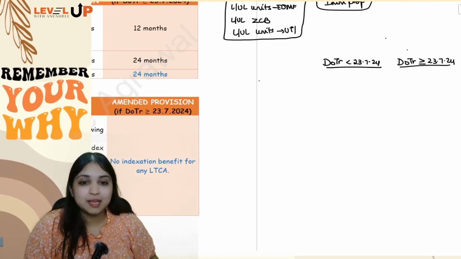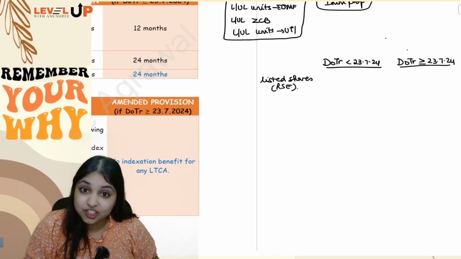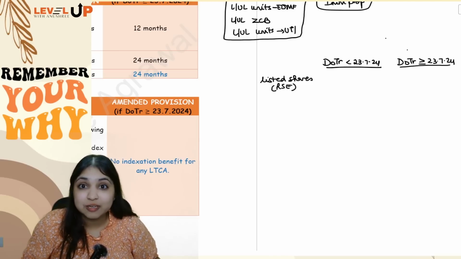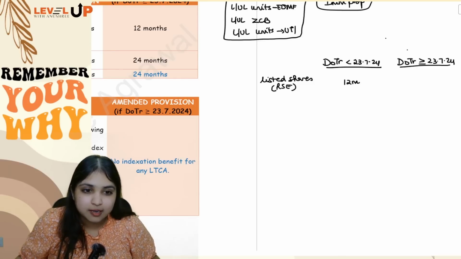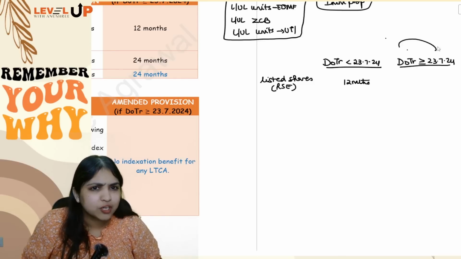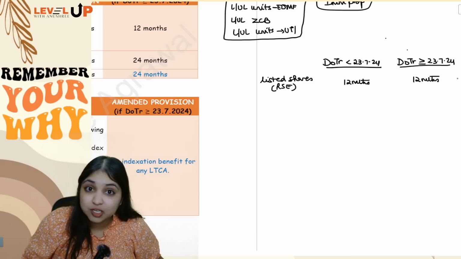Okay, tell me, if they are listed shares, shares listed in a recognized stock exchange in India, then what is the relevant period of holding if the date of transfer is before 23rd July 24? Here it will be 12 months, guys. And what if the date of transfer is after 23rd July 24? Here also it will be the same 12 months.